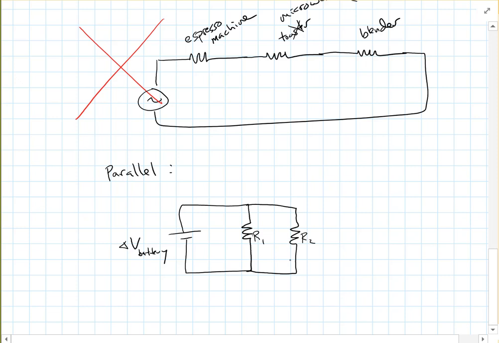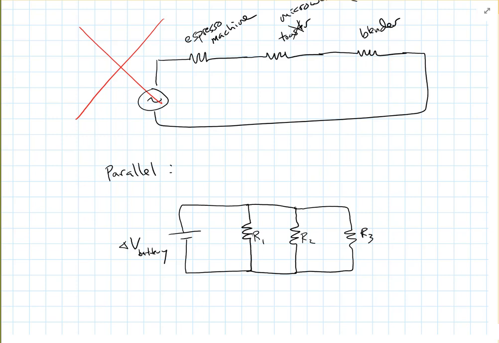What's different is as soon as I hook up the second device, the wall has to supply more current, right? It's supplying current to two things instead of one now, but it maintains the same potential difference. And if I hook up a third device, then the battery or the wall would have to supply even more current, but all three would have the same potential difference.